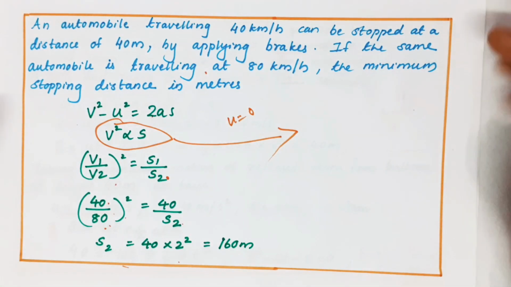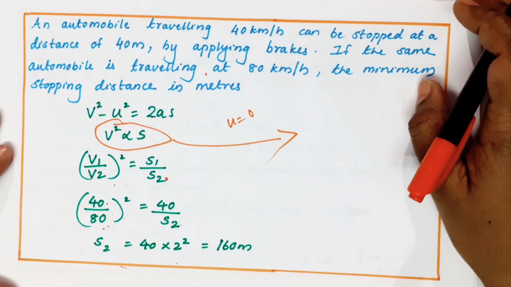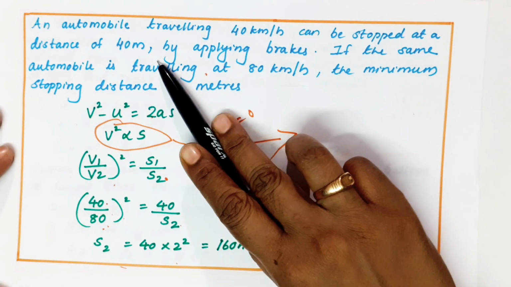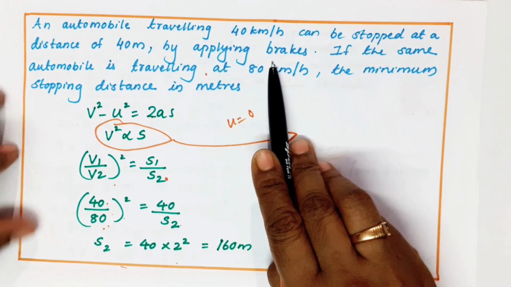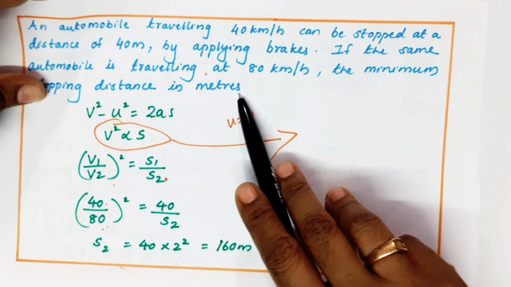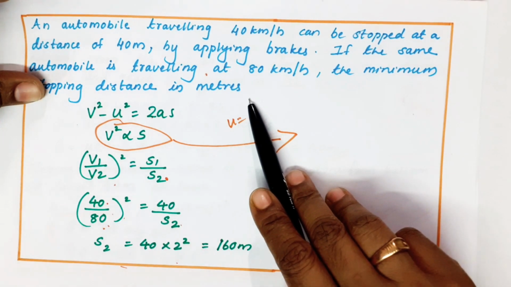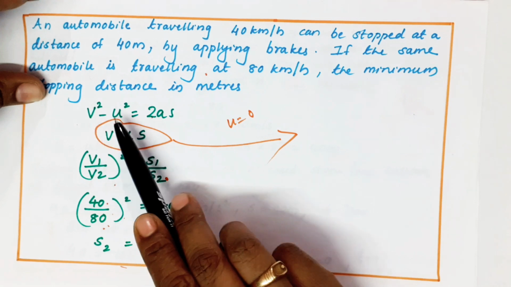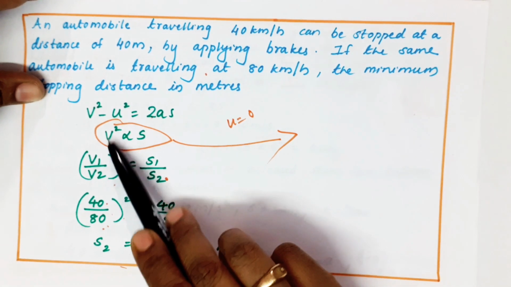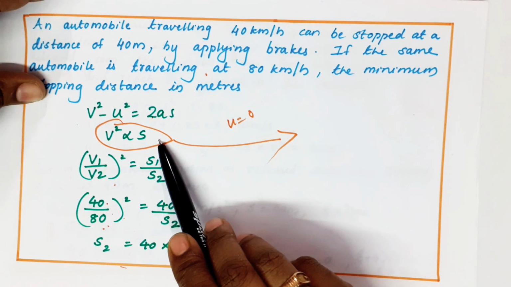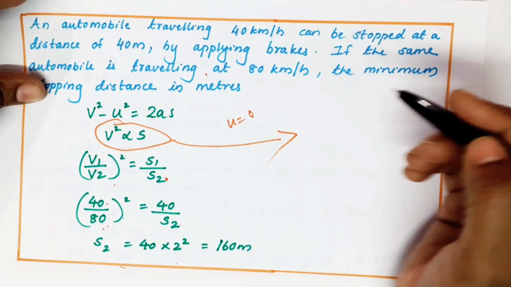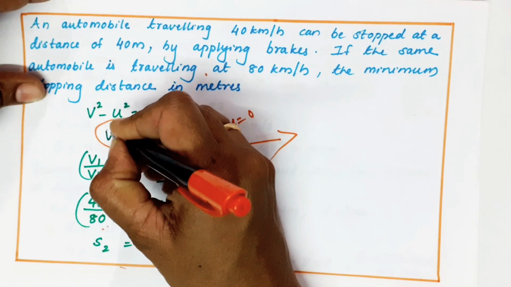Another question is a simple question. An automobile traveling 40 km per hour can be stopped at a distance of 40 meters by applying brakes. If the same automobile is traveling at 80 km per hour, the minimum stopping distance I should calculate. So we should use the equation v square minus u square equal to 2as. From this I can write v square is proportional to s. Okay, or you can write here u square is proportional to s.